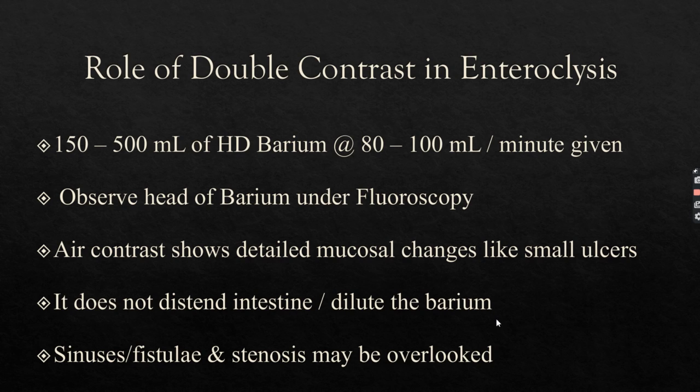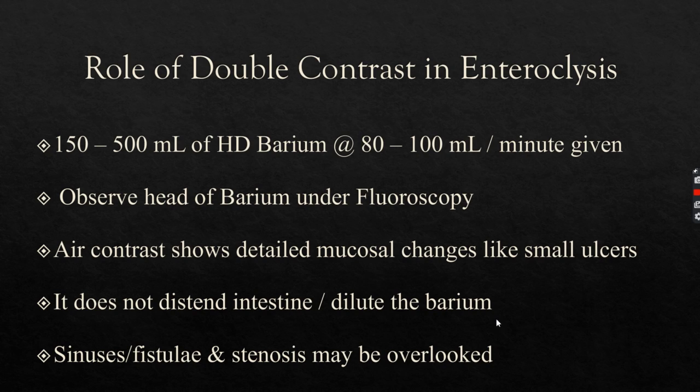Role of double contrast in enteroclysis. Double contrast, just remember, is barium with air or CO2 producing substances, in combination we are giving. So double contrast in enteroclysis, 150 to 500 ml of high density barium, 80 to 100 ml per minute is the rate. We observe the head of barium under fluoroscopy. Air contrast shows detailed mucosal changes like small ulcers. The advantage is it does not distend the intestine. It also does not dilute the barium.